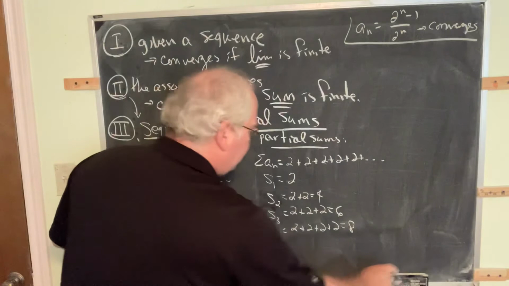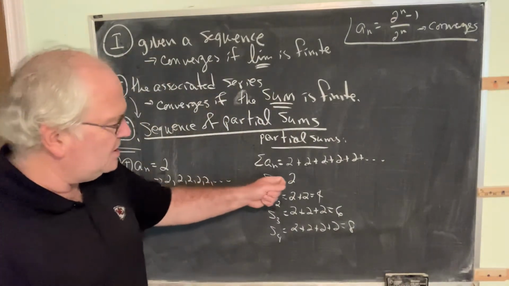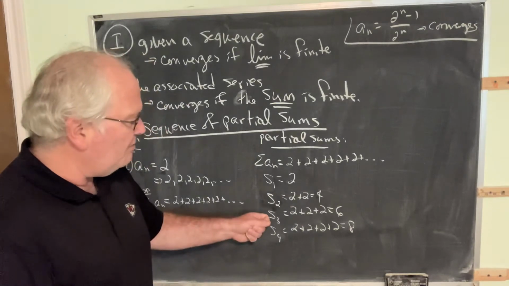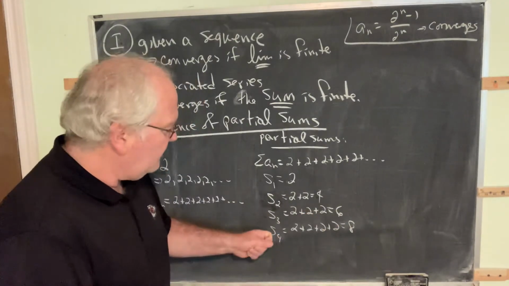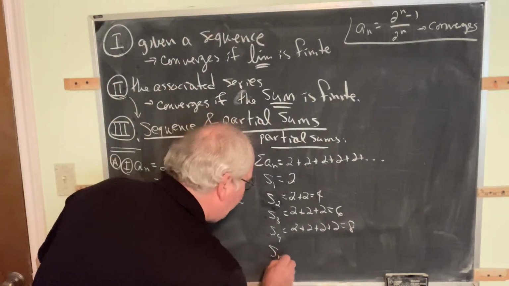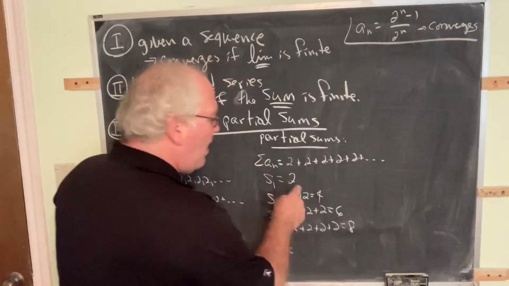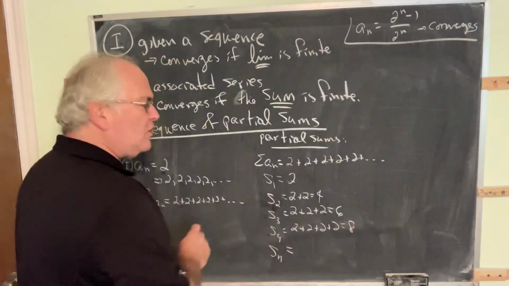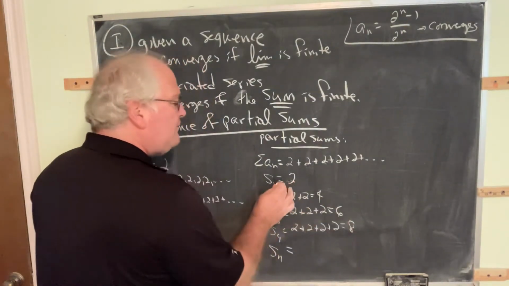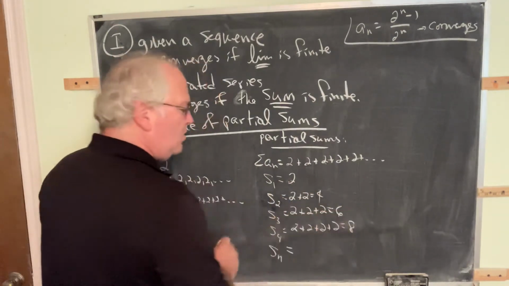Well, it's not very hard to see. The first partial sum is 2 times 1. The second partial sum is 2 times 2. The third partial sum is 2 times 3. Fourth partial sum is 2 times 4. So what is the nth partial sum? Now what we have done is we have created, from these partial sums, a new sequence.